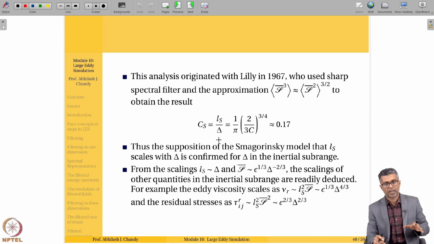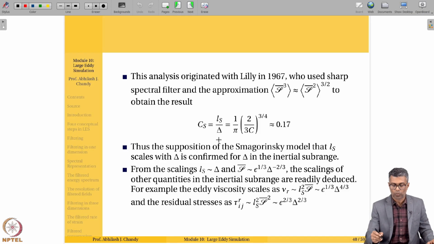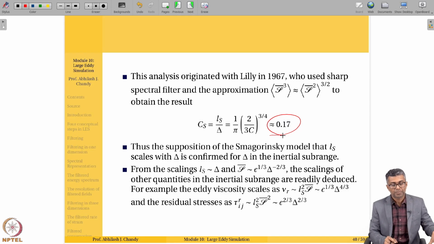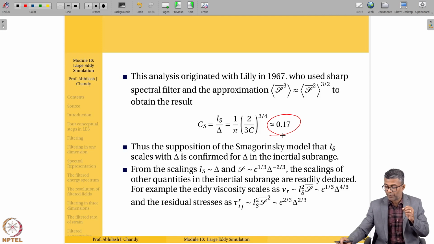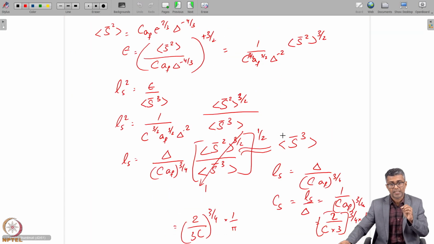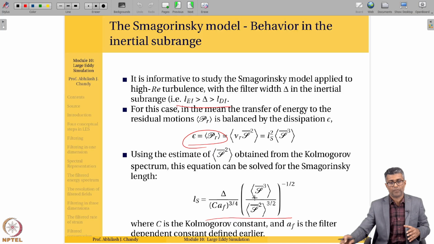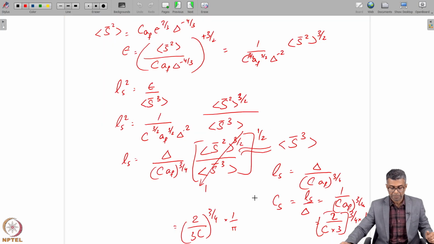Turns out if I plug in my C value as 1.5, a universal constant, and pi as 3.14, I get it to be approximately 0.17. So that is where the CS value comes from, assuming your filter width is in the inertial subrange. And one other assumption we made is this minor assumption where we assumed this S bar cubed average is S bar squared to the 3/2.